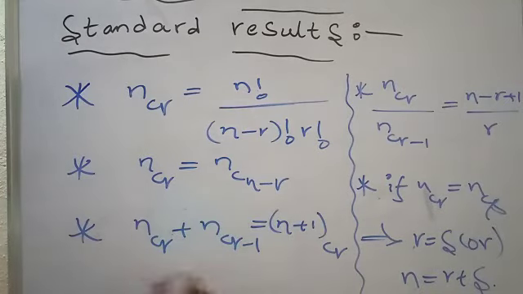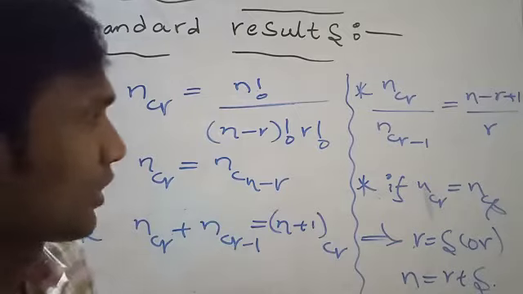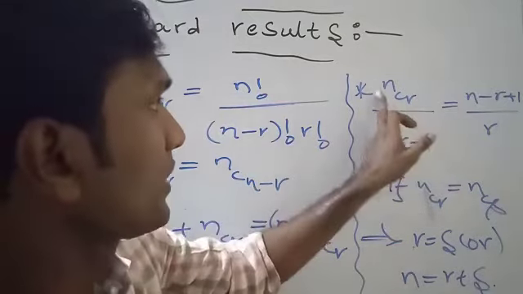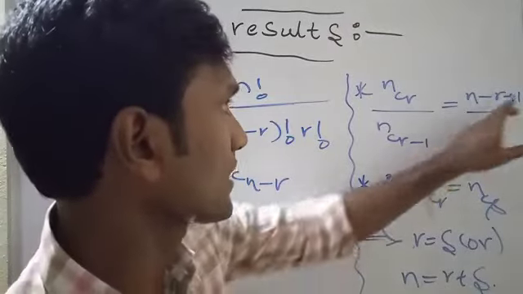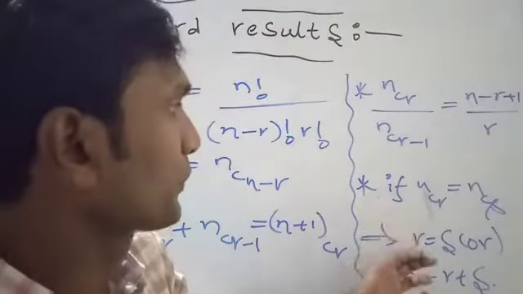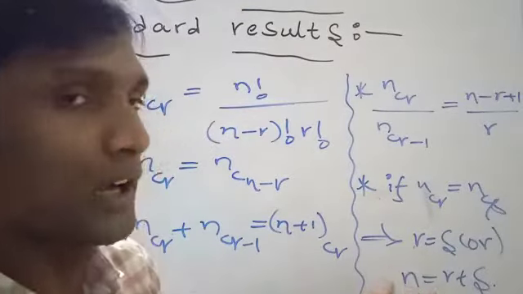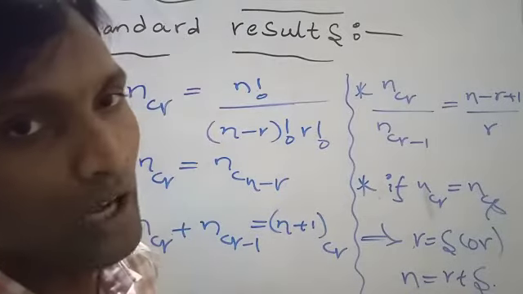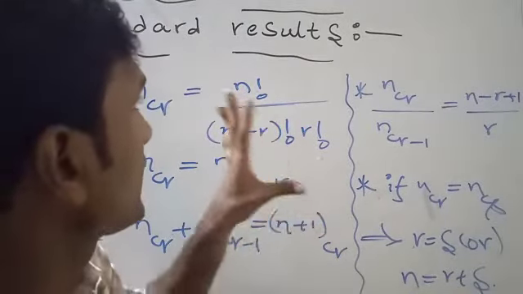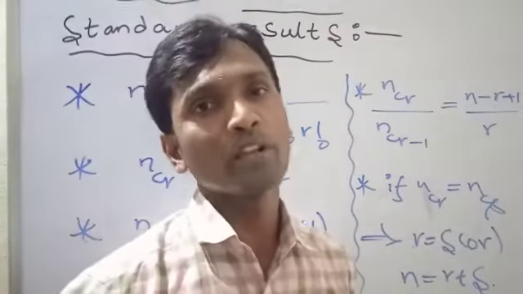The third one: if the expression is in the form of nCr plus nC(r minus 1), it is always equal to (n plus 1)Cr. Come to the fourth one: if the problem is in the form of nCr by nC(r minus 1), it is equal to (n minus r plus 1) by r. Come to the fifth one: if nCr equals nCs, then we have two standard formulas. The first is r equals s, and the second is n equals r plus s. So totally, this is the concept of standard results of the binomial coefficients.